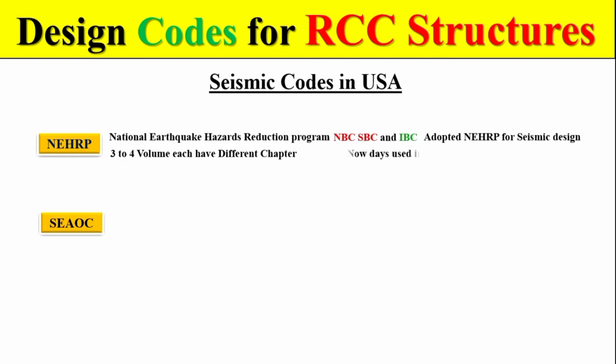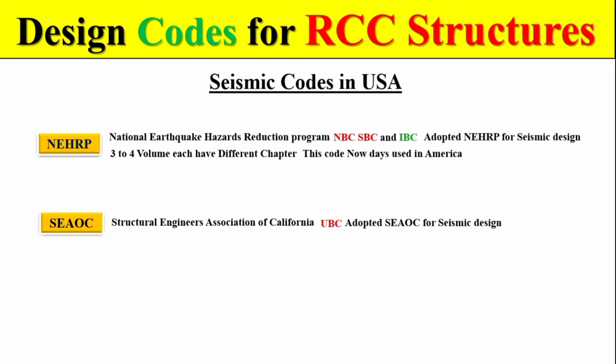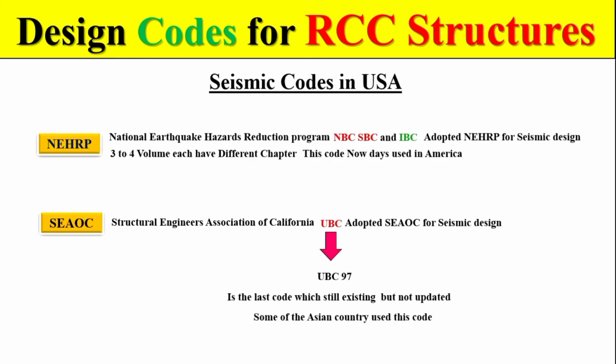NEHRP basically consists of 3 to 4 volumes, and each volume has different chapters. This code is nowadays used in America, while SEAOC is the Structural Engineers Association of California. The UBC 97 adopted SEAOC for the seismic design. For your information, the UBC was last updated in the version UBC 97, and this is the last code which still exists but is not updated. Some Asian countries use this code. So basically the NBC, SBC and IBC adopted NEHRP for the seismic design, while the UBC adopted SEAOC for the seismic design.